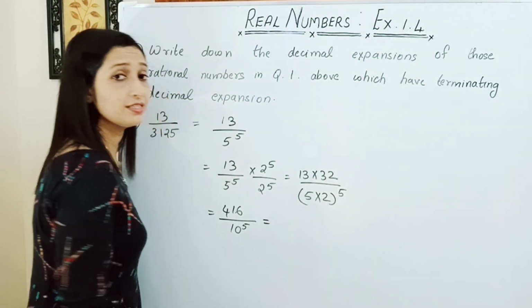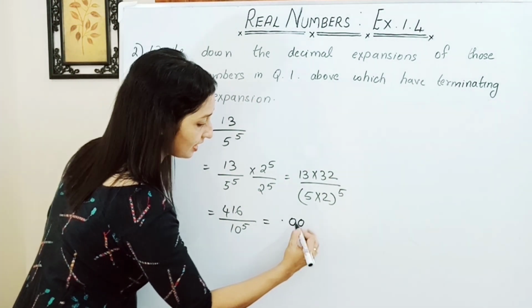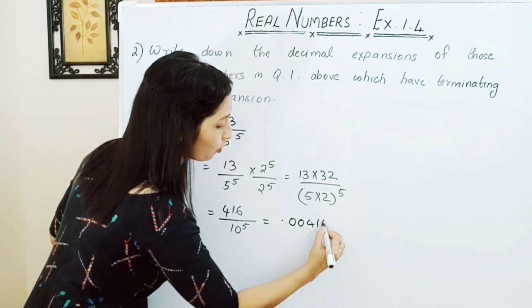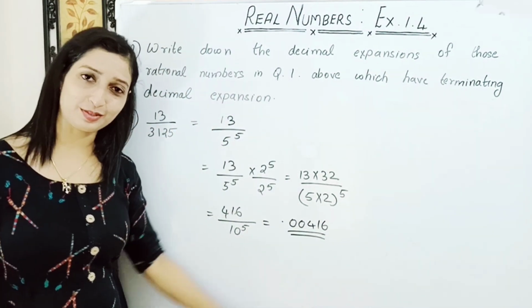So now it is easier to write the decimal expansion. What do I get? I get it as 0.00416. So this is our answer. Let's move on to our next question.